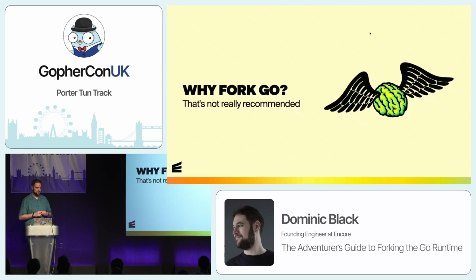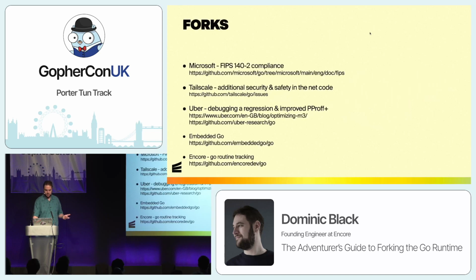So the first question I think all of you are shouting at me is, why fork Go? This is something that nobody should ever do. And my answer to you is, why not? We have a massive advantage as Go developers. As we learned this morning, Go is now written in Go. So if you know how to program anything in Go, you know how to modify the language itself and the runtime. And don't just take my word for it.